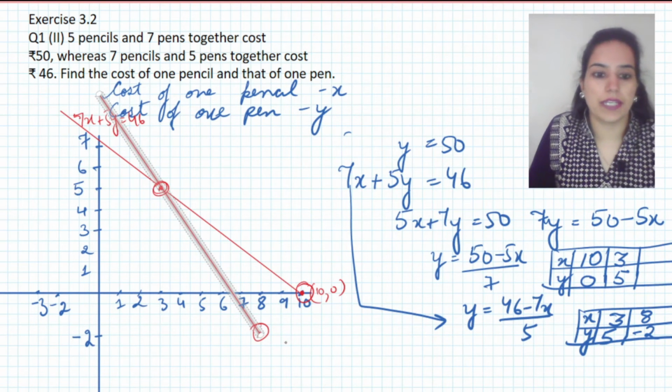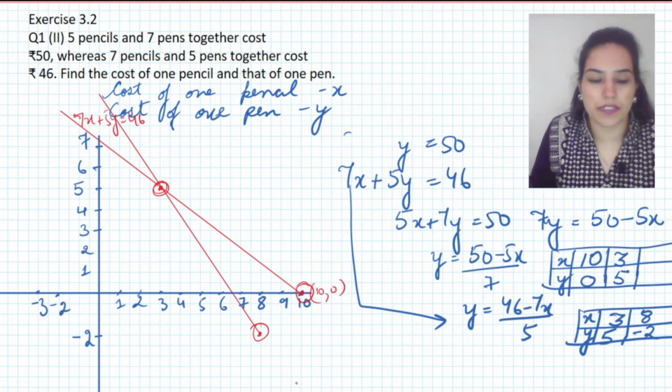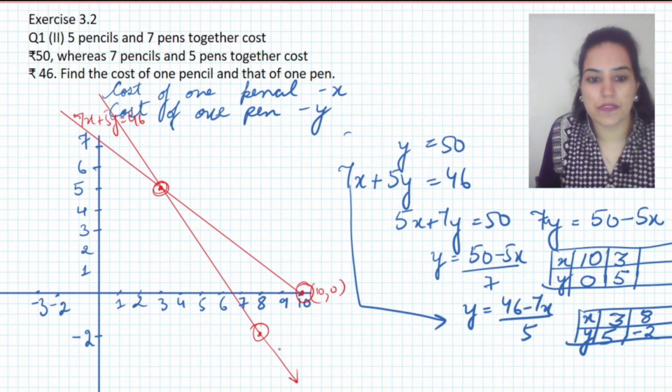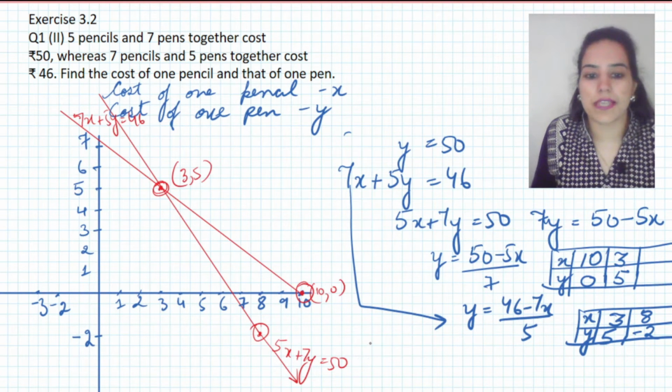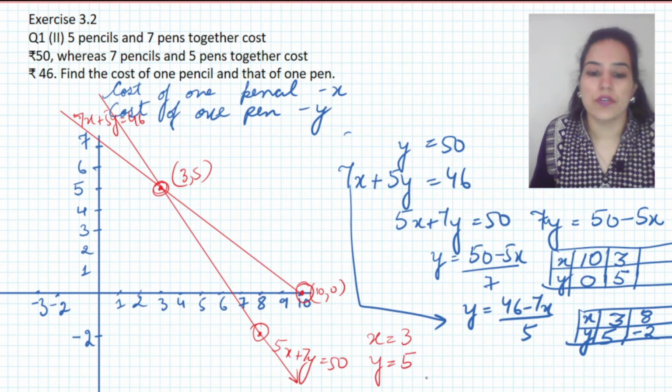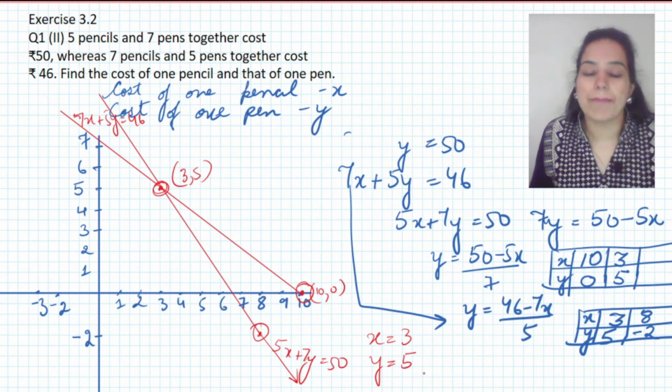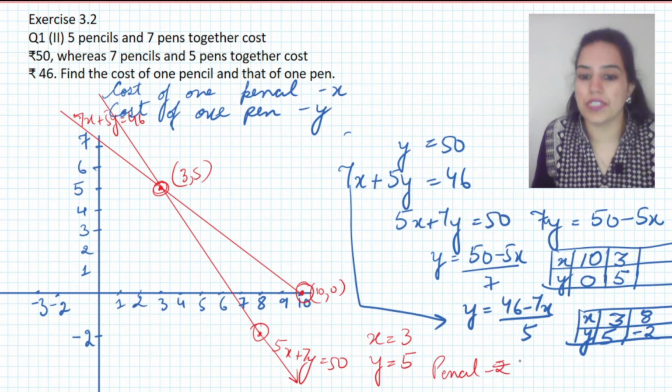Okay, and I will name this one as, if I extend it further, this one is 5x plus 7y is equal to 50. So we found a point of intersection at (3, 5). So your answer is x is equal to 3 and y is equal to 5. What were the x? X was pencil, right? So pencil is for rupees 3 and pen is for rupees 5.